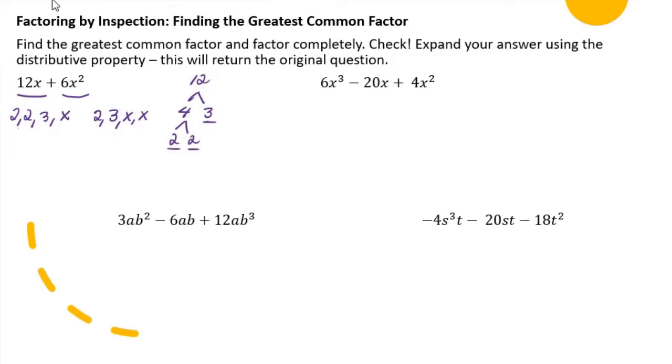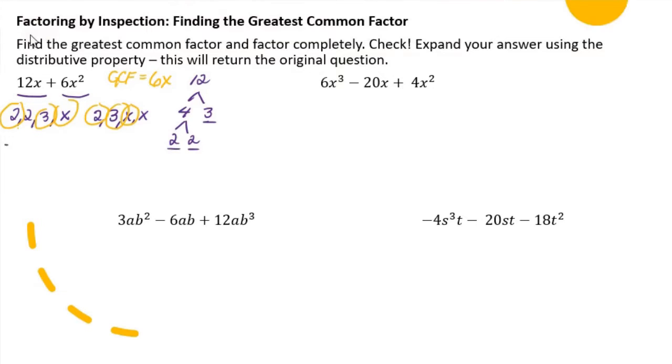What factors do they have in common? Well, both are divisible by 2. Only 12 is divisible by a second 2, so that's not a common factor. But I see that both are divisible by 3, and further, both are divisible by a single x. 6x squared is divisible by a second x, but the first term isn't. So what is the greatest common factor? You'll see greatest common factor written often as GCF. Well, the greatest common factor here is 2 times 3 times x, or 6x.